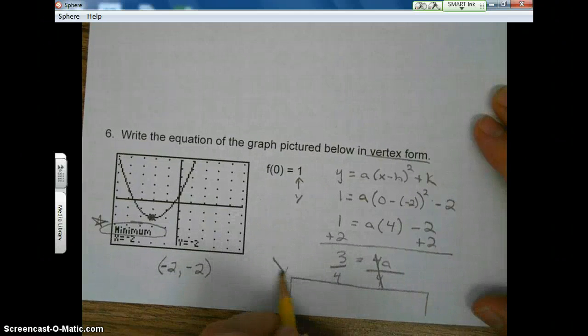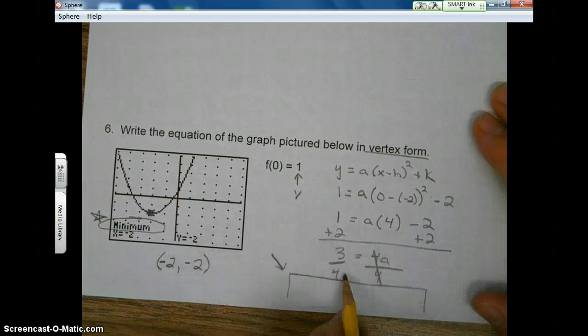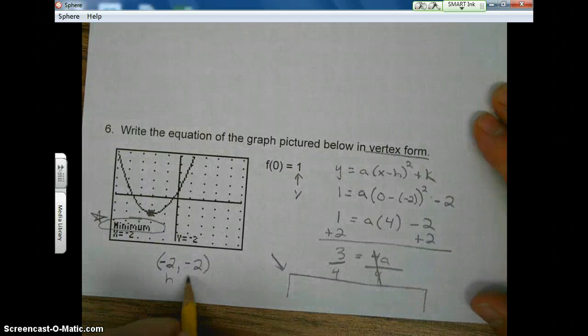What is that equation? Now that we know a and we have h and k, what is the equation?